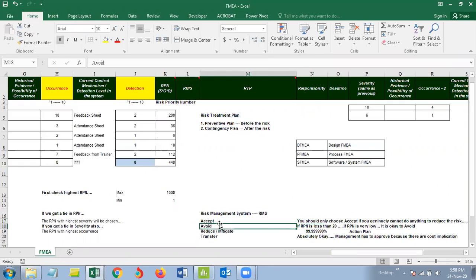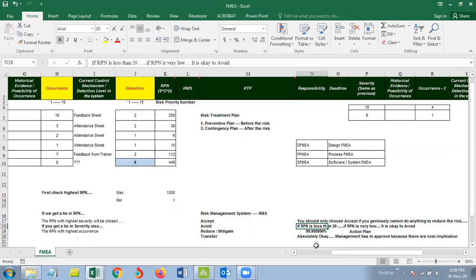Avoid is only chosen, and people use this, when your RPN is very low, which is less than 20. If RPN is less than 20, it's okay to use avoid. It's not that critical. When do you get RPN less than 20? When the severity is very low, occurrence is very rare, and you can easily detect it. That's not a big risk. Small RPN is not a big risk. What is the definition of small? Industry best practice is a cutoff limit of 20.